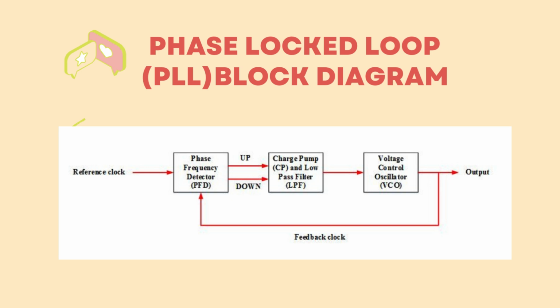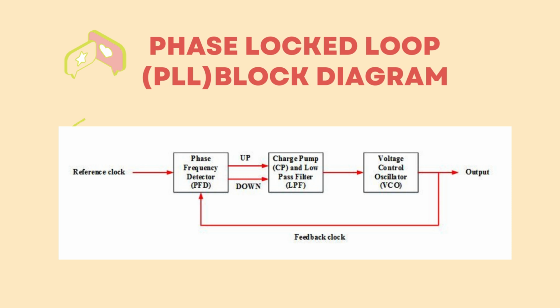The second block is the charge pump, CP, and loop filter, LF. The PFD's signals then move to the charge pump, which precisely injects or removes current pulses from the loop filter. The loop filter then smooths these pulses, converting them into a stable control voltage. And the last block is the voltage-controlled oscillator, or VCO. This control voltage is the key. It directly adjusts the VCO, causing it to oscillate at exactly the desired frequency.